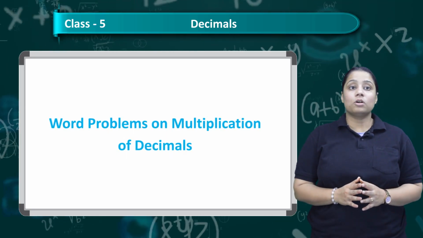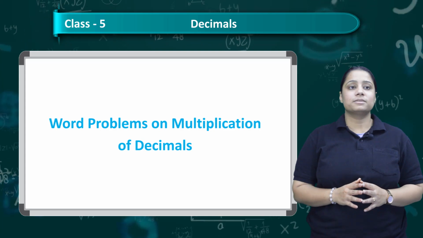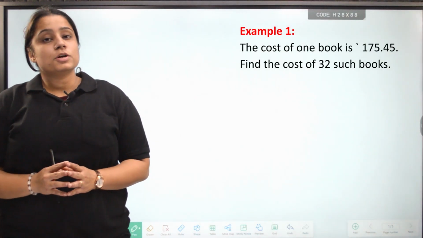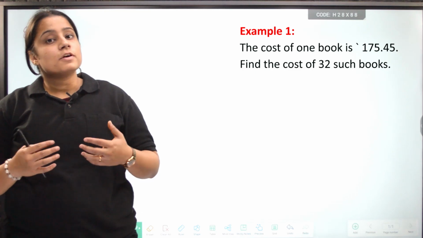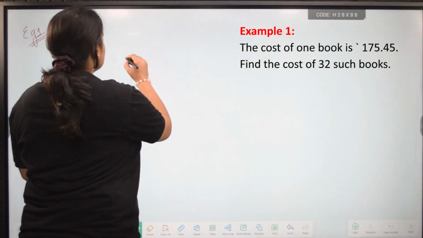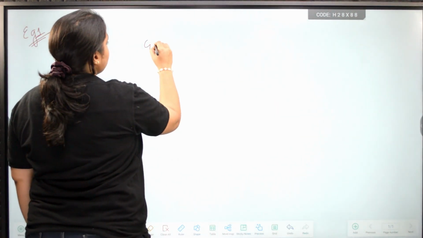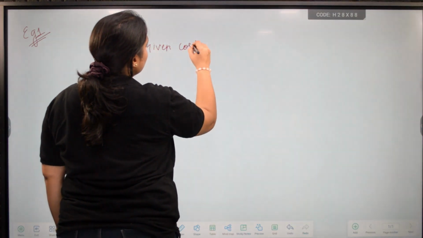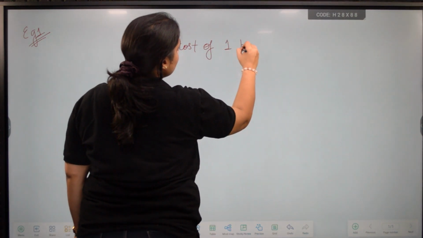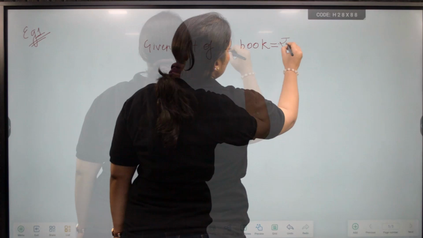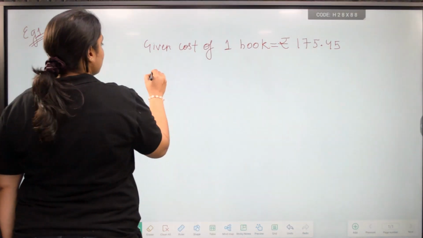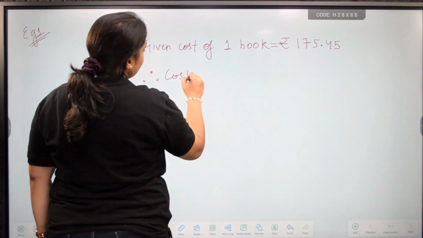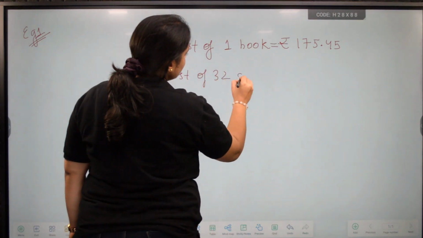Word problems on multiplication of decimals. Example 1. In this question, we have given the cost of one book. We need to find the cost of other 32 books. So, the given cost of one book is equal to rupees 175.45.